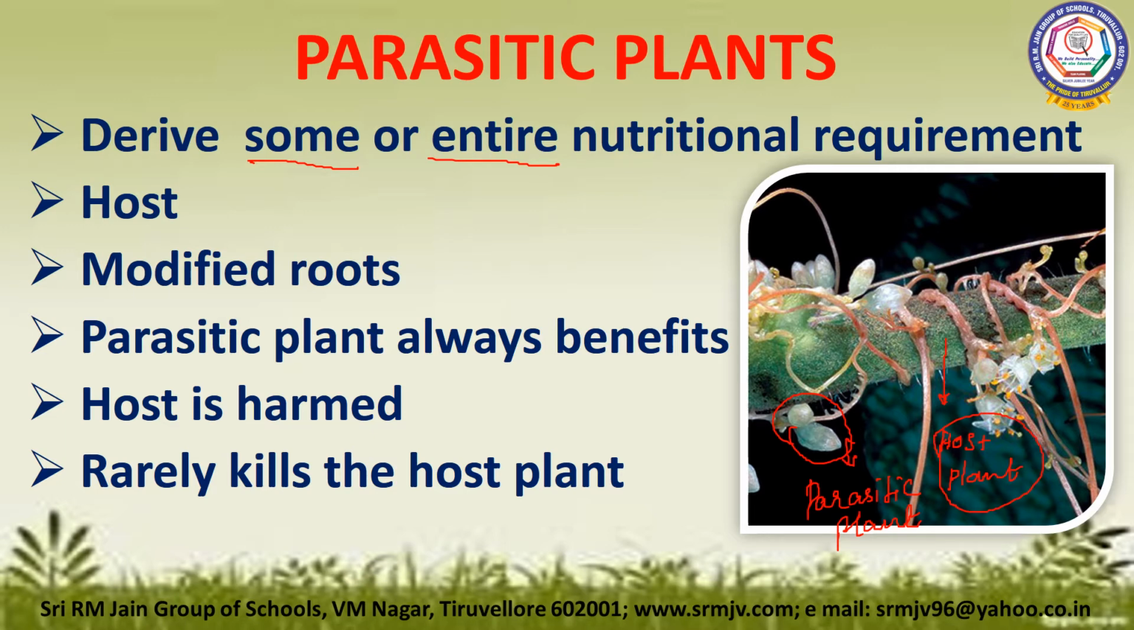Then how can we define host? Host, the plant from which a parasite derives its nutrition, is called host. Parasitic plants develop modified roots that obtain nutrients from the root and shoot system of the host plant.